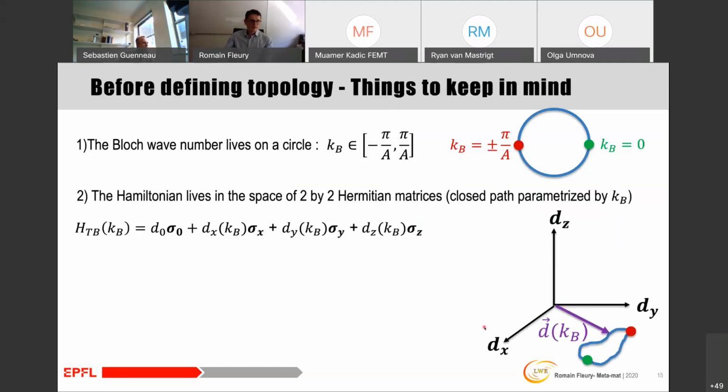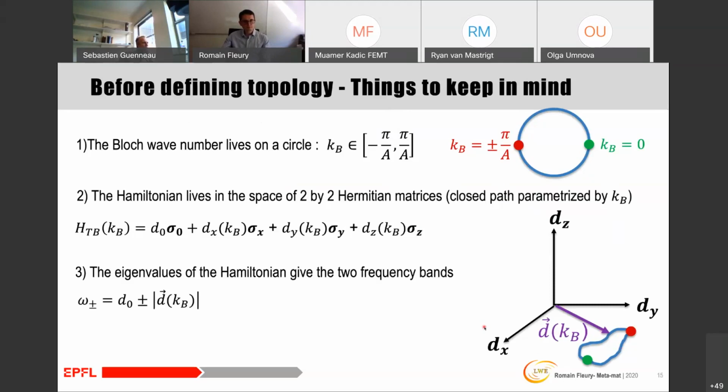Okay, the third thing that is going to be important is the fact that the eigenvalues of the Hamiltonian give the two frequency bands. So if I look at this form, I can easily calculate the eigenvalues from this, and I find that there are two eigenvalues. This d0 coefficient times the identity is basically an offset, it doesn't really matter for the physics, plus or minus the norm of that vector d of k Bloch. So for instance, this is important.